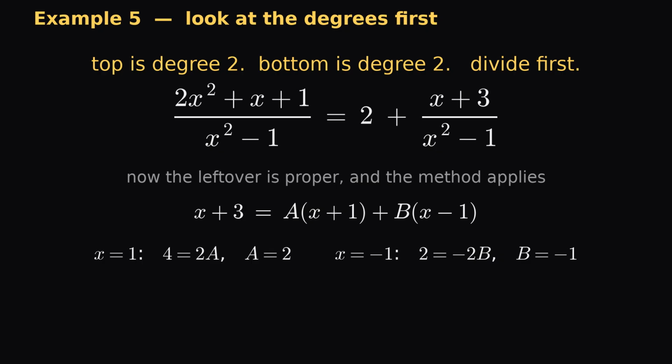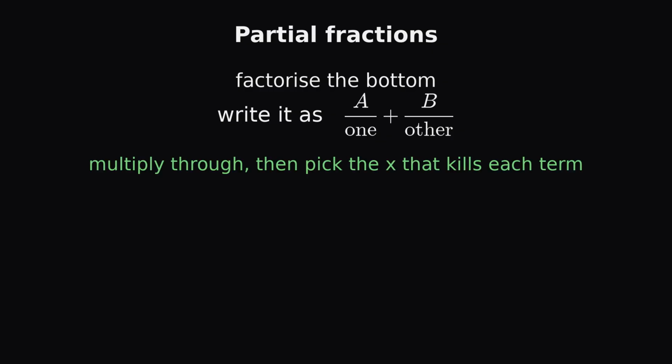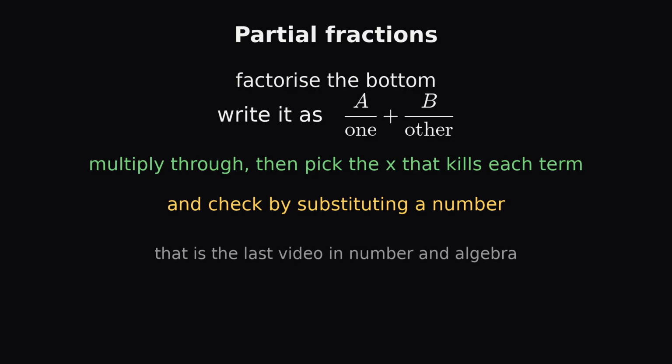Put x equal to minus 1. 2 equals minus 2b, so b is minus 1. 2 plus 2 over x minus 1 minus 1 over x plus 1. So factorize the bottom. Write it as a over one factor plus b over the other. Multiply through and pick the value of x that kills each term in turn and check by substituting a number.